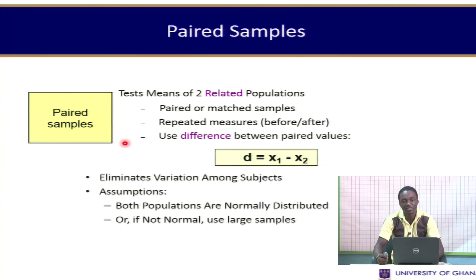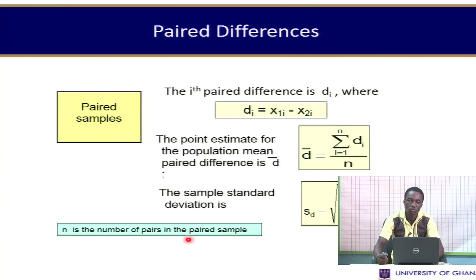In analyzing paired samples, we use the difference between the paired values, which is D equals x1 minus x2. Our assumptions are that both populations should be normally distributed, or if not normal, we are going to use large samples. So, the ith difference will be x1i minus x2i, which means the value for one individual in group 1 minus the value for that individual in group 2.